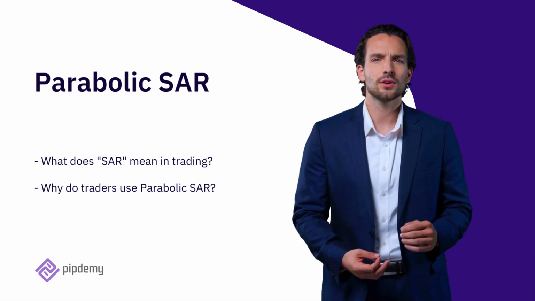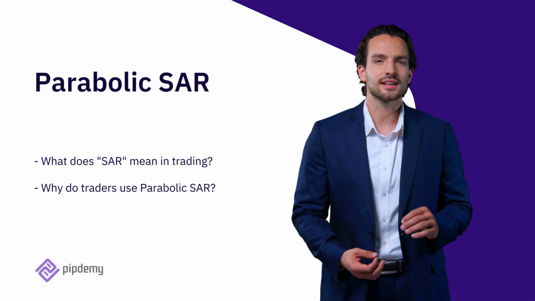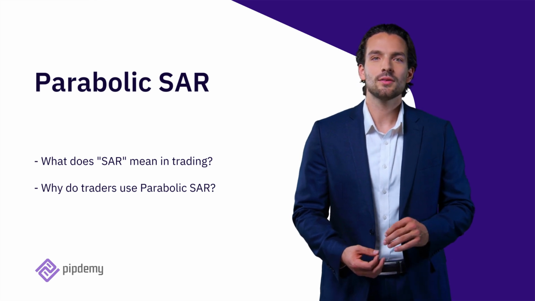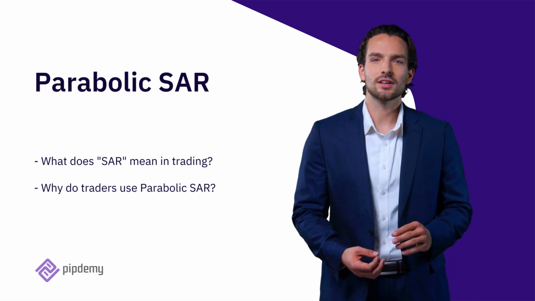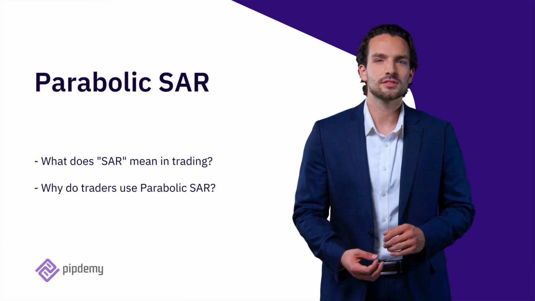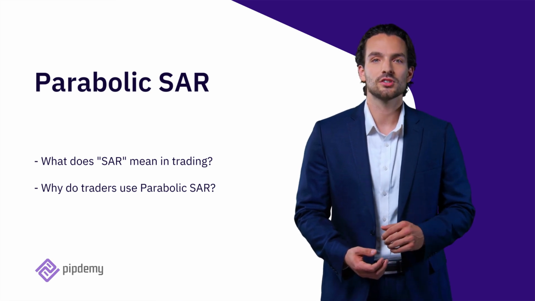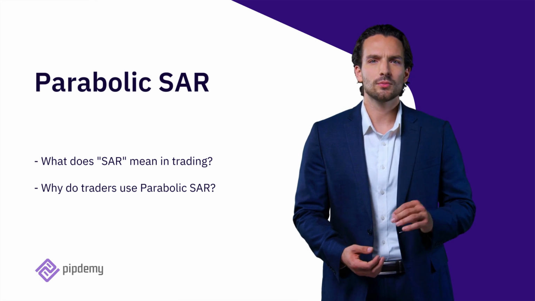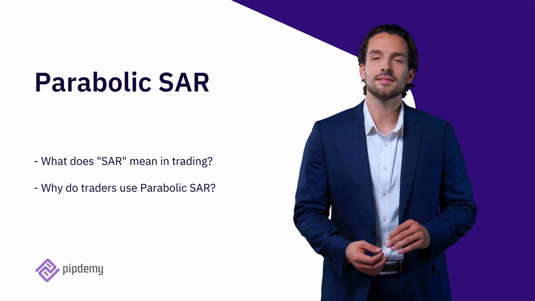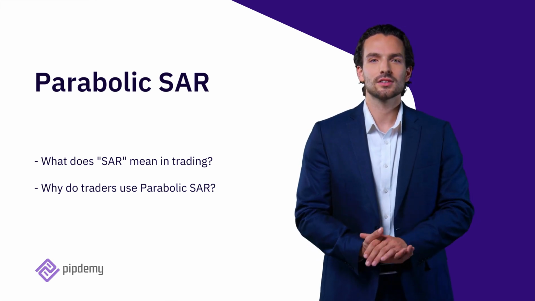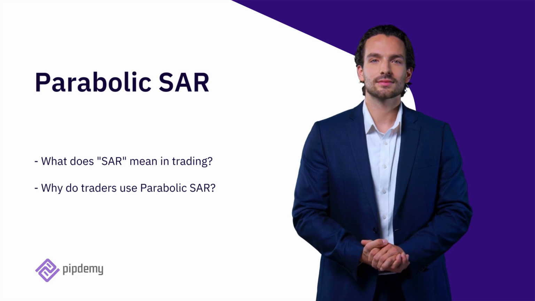Today, we're exploring the Parabolic SAR, an indicator that helps traders spot trend direction and reversals. SAR stands for Stop and Reverse, meaning it shows when a trend might be changing. You'll often see small dots above or below price. These dots guide traders on when to enter or exit a trade. Let's dive in and see how this powerful tool works.